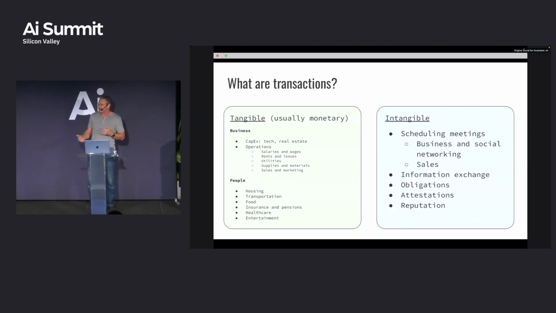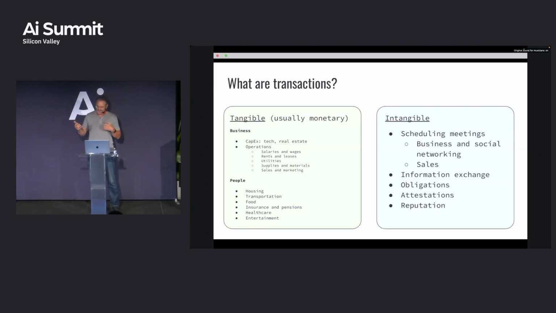What are transactions? Transactions are the typical ones you expect, the tangible ones. We're buying stuff with money. It's everything from capital expenditures, tech, real estate, all kinds of fun stuff, to people renting an apartment, or hiring an Uber, or getting food, or what have you. So this is the very normal transactional stuff we get. But I think it's also interesting that there are the intangibles, which are really amazing, like scheduling a meeting. Literally, I need to schedule a meeting with you.